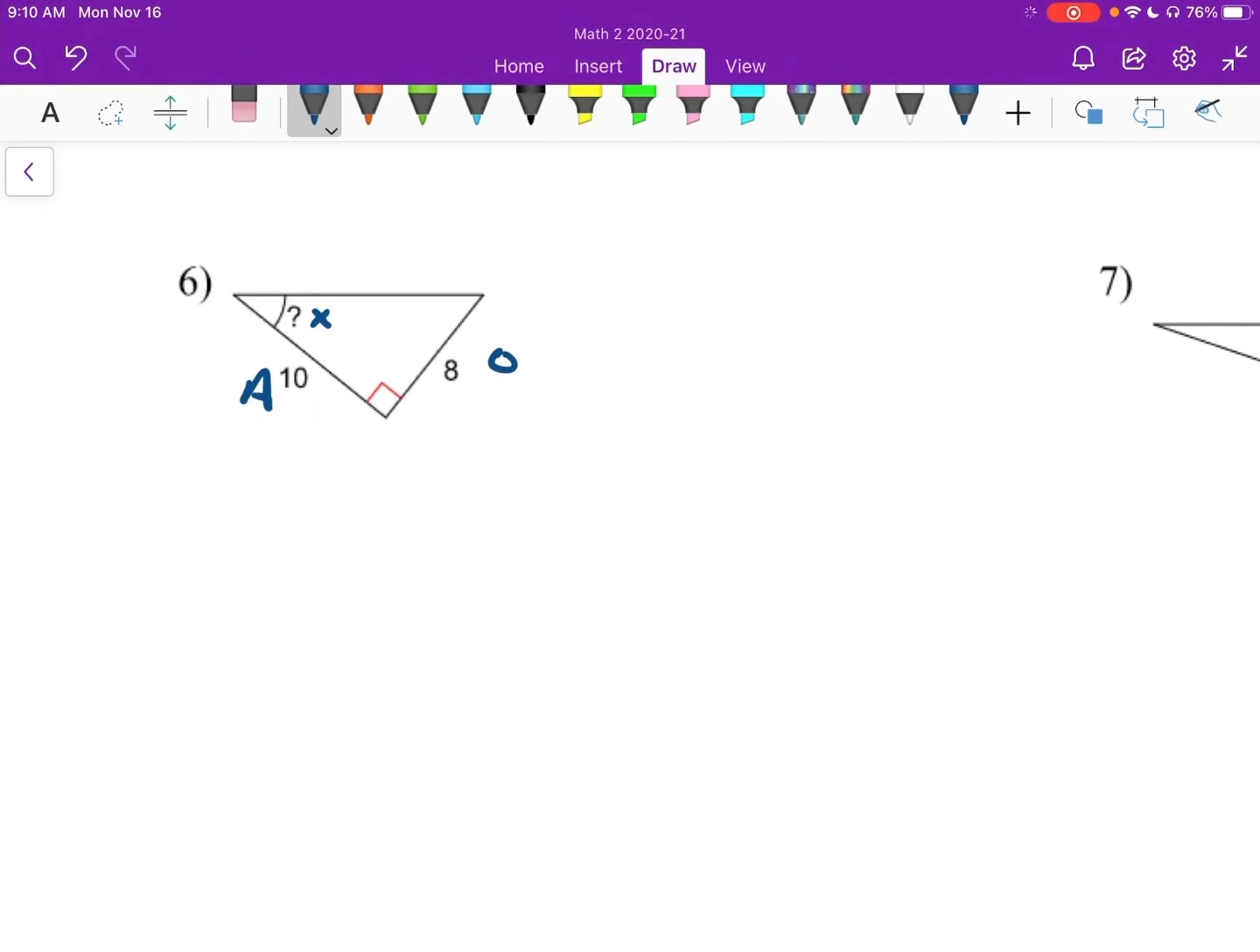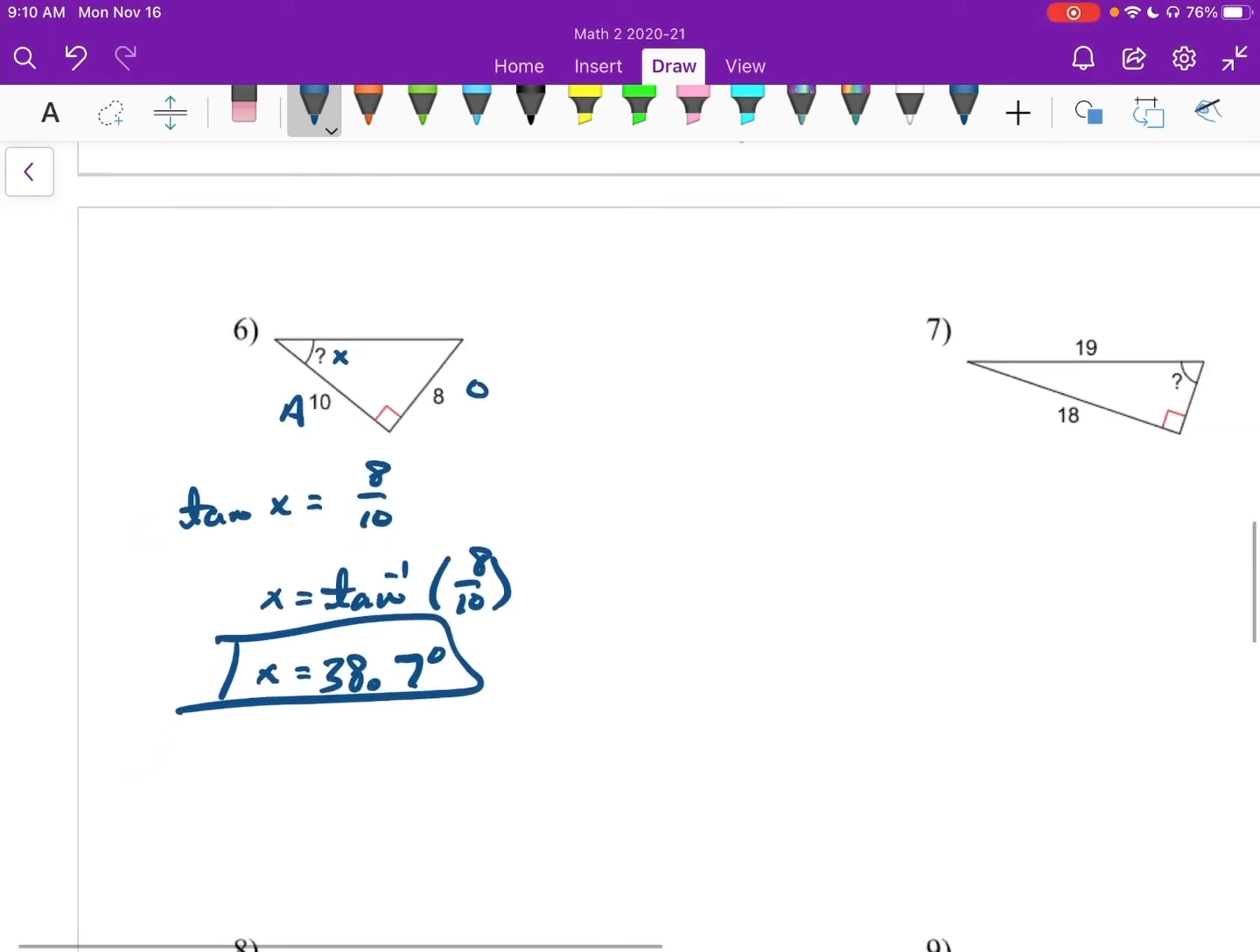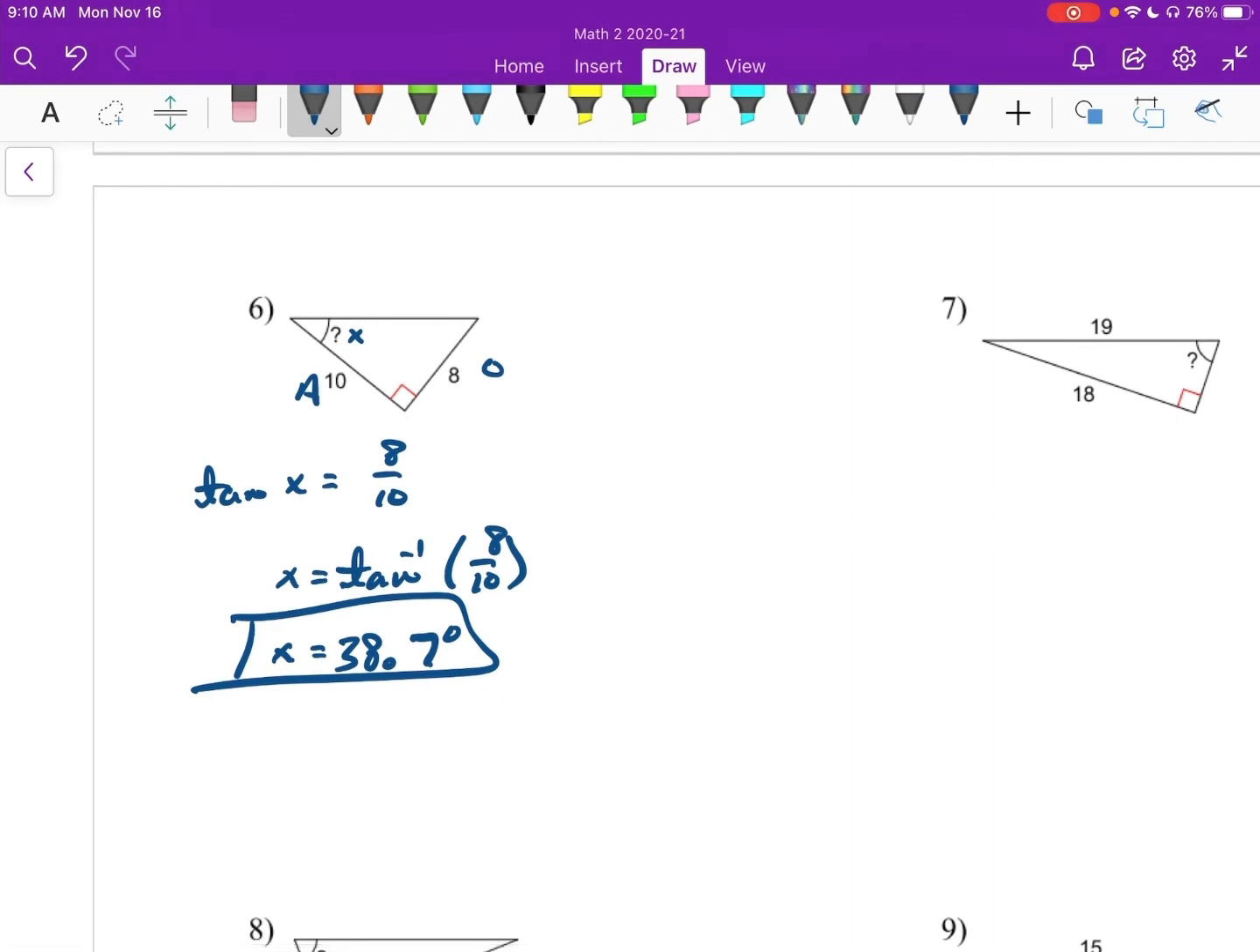So opposite and adjacent is tangent, so I'm going to say, well, tangent of x is 8 over 10, so x is tangent inverse of 8 over 10, and whenever I type that in, tangent inverse of 4 divided by 5, I get x is 38 point, we'll call that 7, 38.7. All right, and there we are.